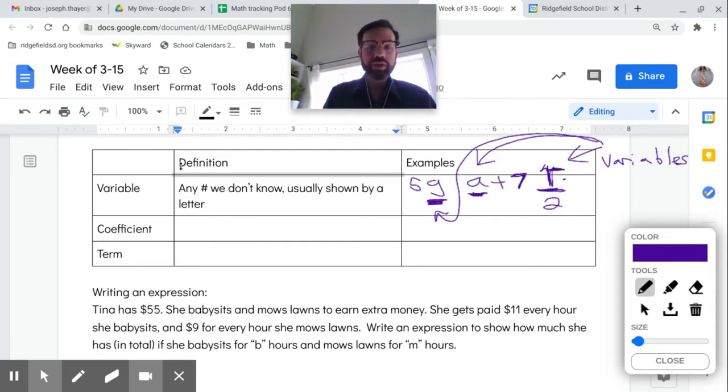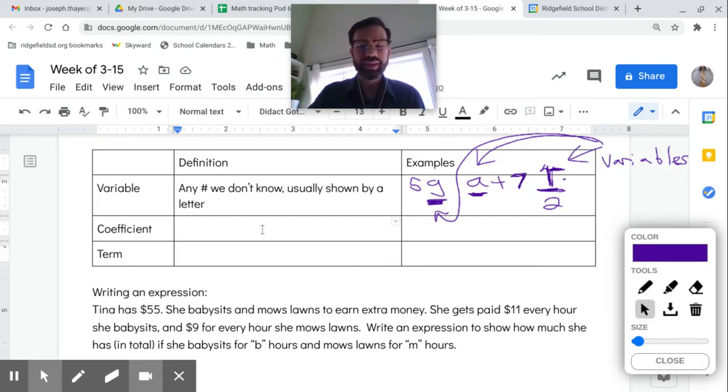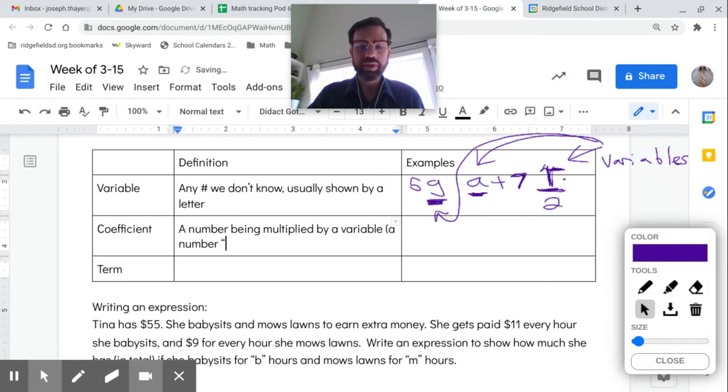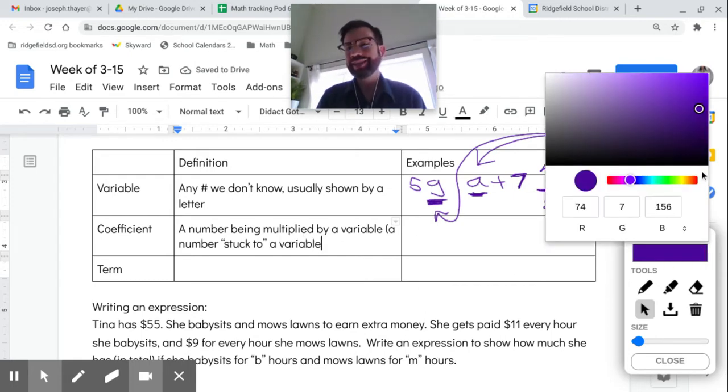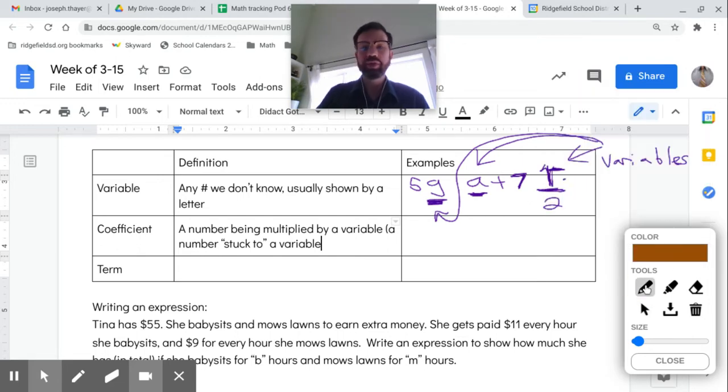So a coefficient, let's think of the best way to describe this, is a number being multiplied by a variable, a number stuck to a variable. So again, let's look at some examples of variables or coefficients. So let's look at 5g.